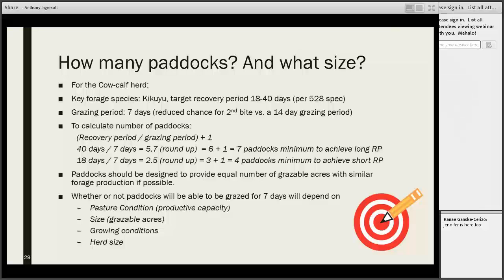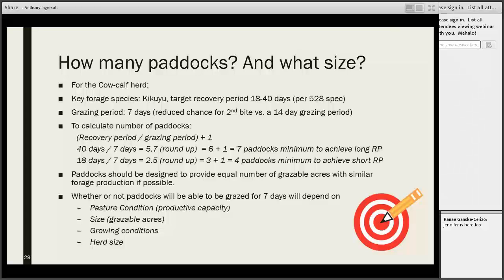And then, as he starts implementing the system, whether or not the paddock will be able to be grazed for 7 days, and he needs to understand this, is going to depend on the pasture's condition, okay, what kind of productive capacity it has, the size that it ends up being, based on where the fence actually gets put in, the growing conditions at the time, right? We can set up a beautiful system, but if we get hit with a really bad drought, we may not have a lot of good growth and production, and so depending on how big his herd is, he may not be able to keep them in there for 7 days without overutilizing it.